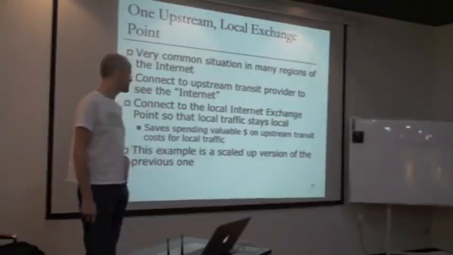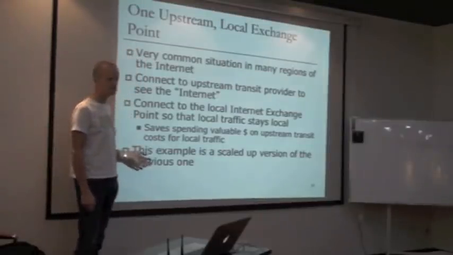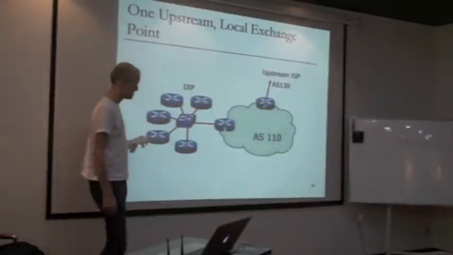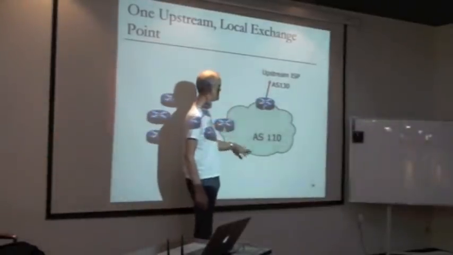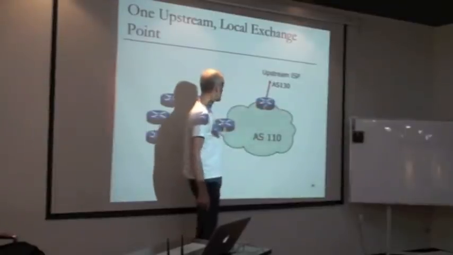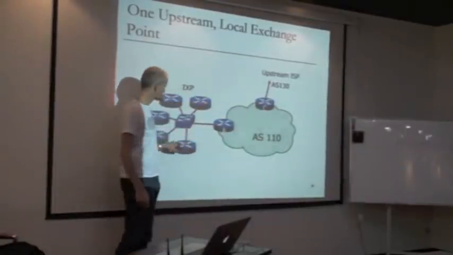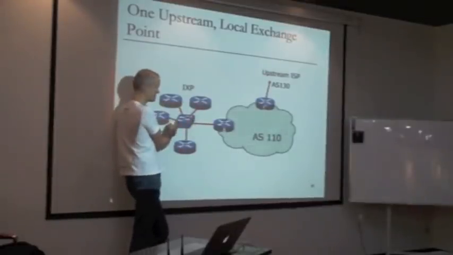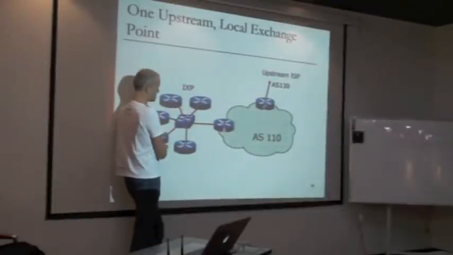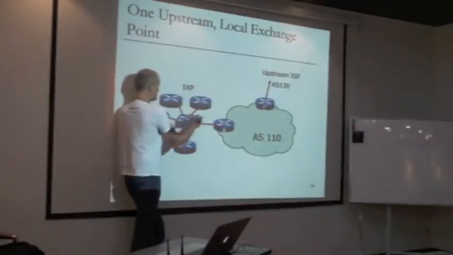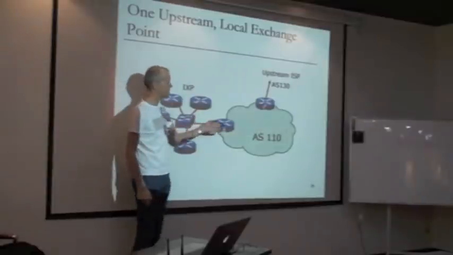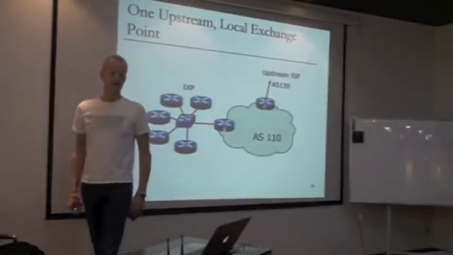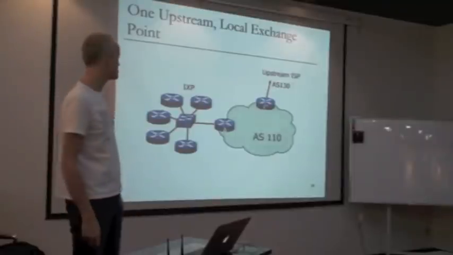So this example is a scaled up version of the previous one. Looks like this. So AS110 here, 130 is towards the upstream. Router A connects into the exchange point. So the exchange point is an Ethernet switch. Each ISP brings their routers to the switch, like that, to the exchange point, and they peer BGP with each other. So I'll show you the configuration on router A to make this work. It's a very typical exchange point configuration.